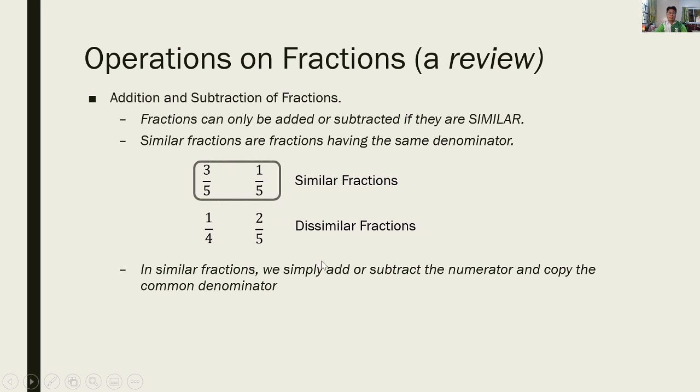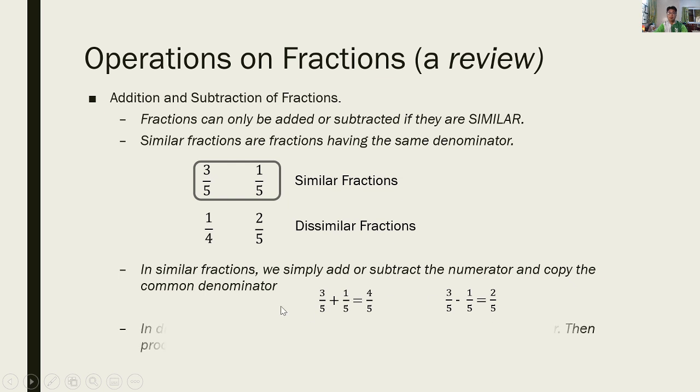So ito, subukan natin. Kung i-add daw natin, we simply copy the common denominator, which is 5, and we add the numerator, that is 3 plus 1 is equal to 4. In like manner, if we will be subtracting this, 3 over 5 minus 1 over 5, we simply copy the common denominator, which is 5, and then proceed with the operation dun po sa numerator natin, which is 3 minus 1. That will give us a 2. So these are the answers. Pag in-add natin, 4 over 5, pag sinubtract natin, 2 over 5.